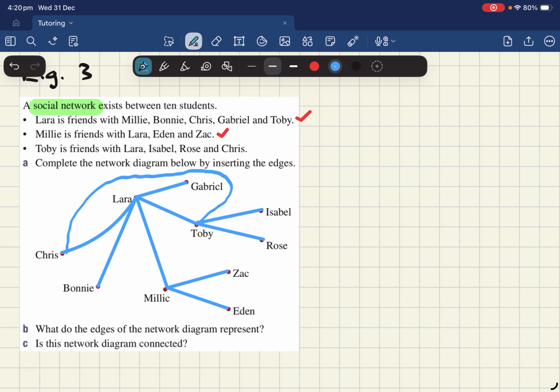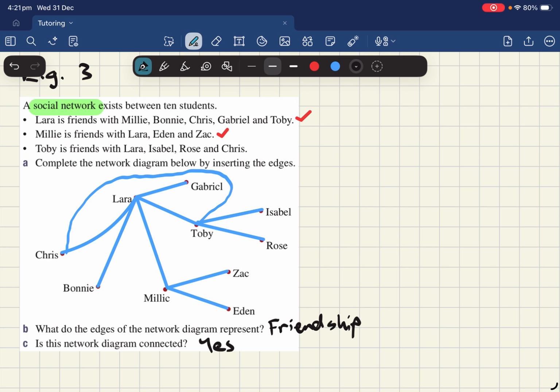It's finished. Now, it's saying, what do the edges of the network diagram represent? So the edges here represent the friendship. So the edge represents who the person is friends with. We have the people as our vertices. The edge is the people they are friends with. Now, all of these are connected, okay? There's not one that's left out. So you can make a path basically through each of these different vertices. So we can say the diagram, yes, it is connected.